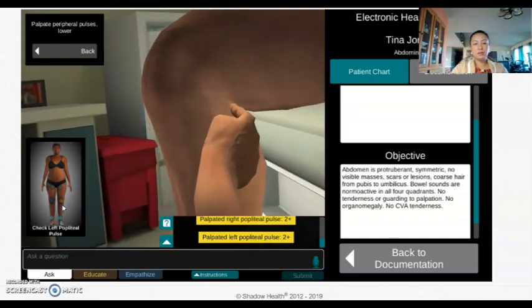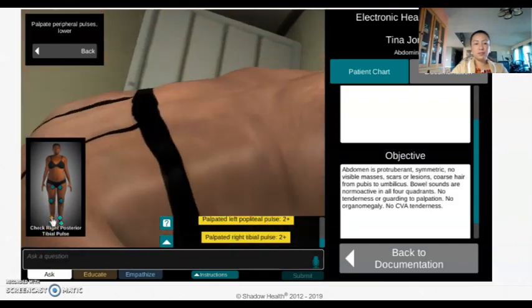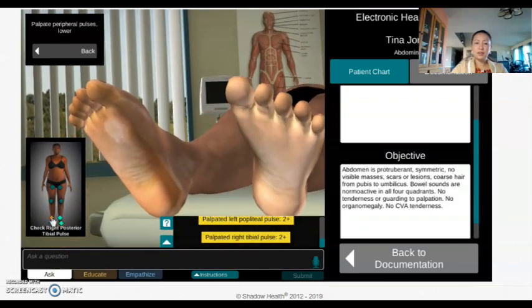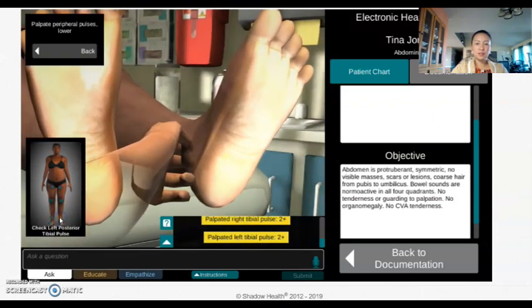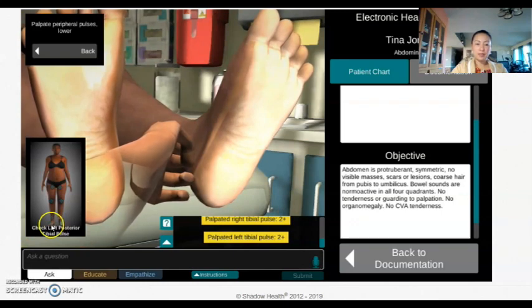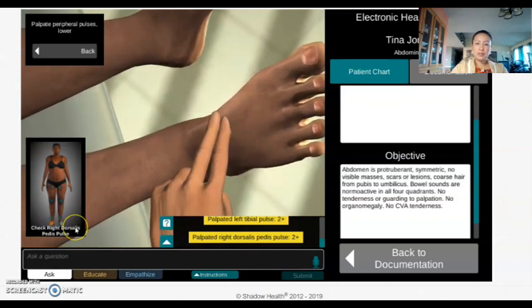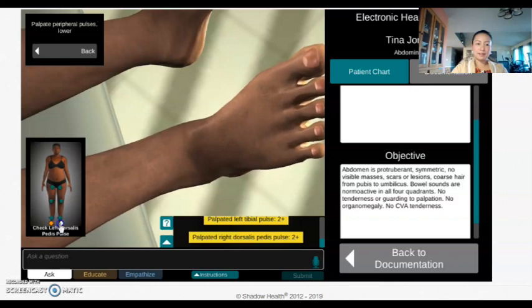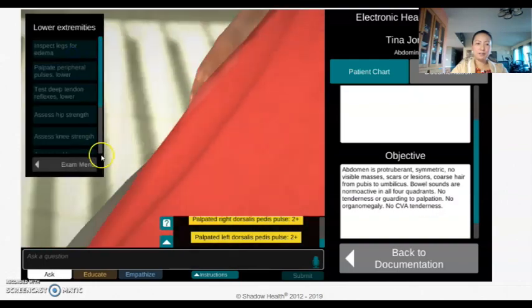Okay, there you go. And going downwards to the posterior tibial area. Very good, and we're doing good. It's +2 on the left side as well. And now the dorsalis pedis pulse. Okay, very good. All right.